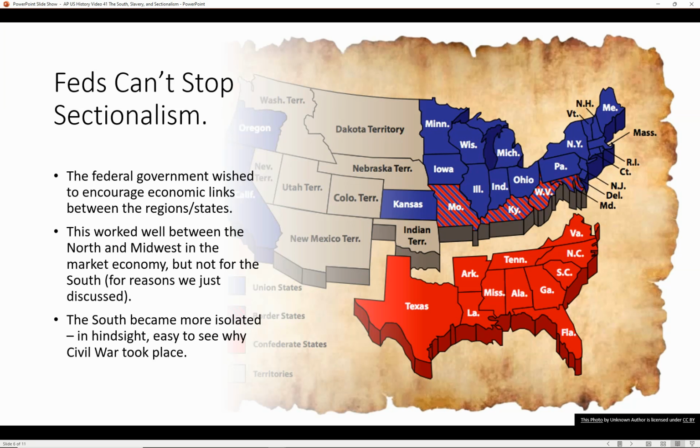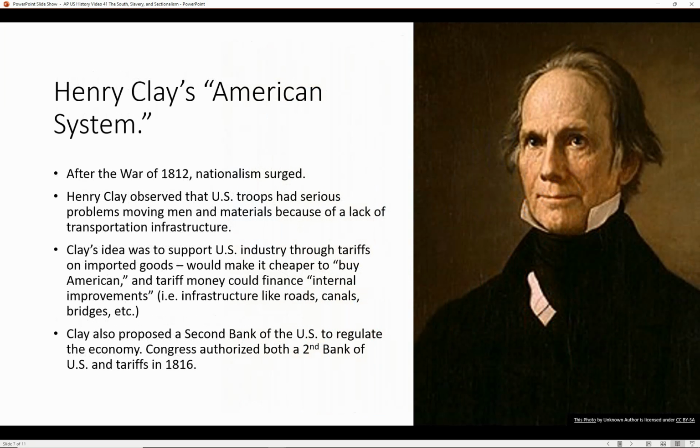They started to think, why do we really need to be part of this country? We don't seem to be getting a very good deal out of this. Henry Clay's American System. So this was also very pro-federalist.